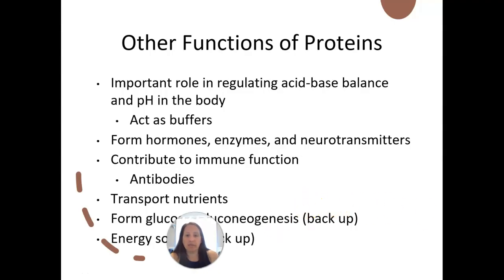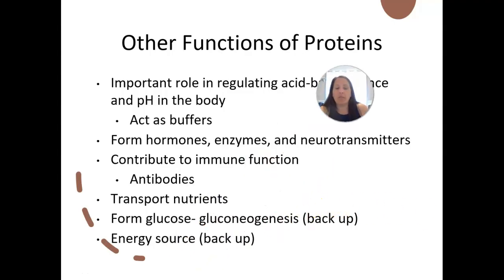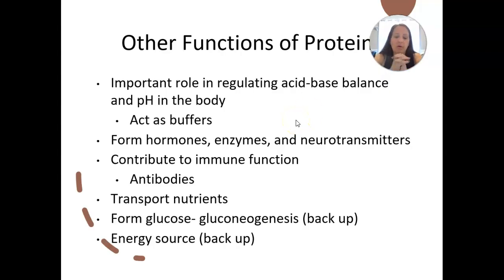Okay, so what else besides fluid balance? Proteins also play a really important role in regulating acid-base balance and keeping pH constant. So proteins act as buffers. Okay, what else? Proteins can form hormones, enzymes, and neurotransmitters. They also contribute to immune function. So we mentioned this earlier through the production of antibodies. Antibodies are proteins, okay, that have a really important role in the immune system.